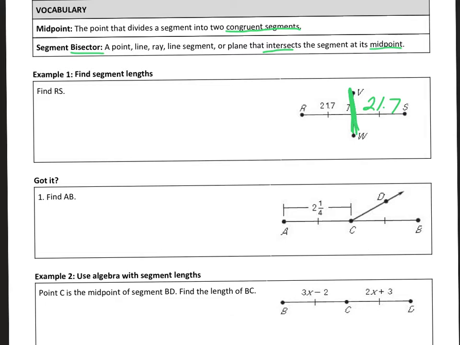So really, to find RS, I take 21.7 and I multiply that by 2. So 21.7 times 2. So the length of that entire segment is 43.4 units. So RS equals 43.4 units, okay? Segment bisector divides that segment or intersects it at its midpoint, meaning I'm cutting this length in half, okay?